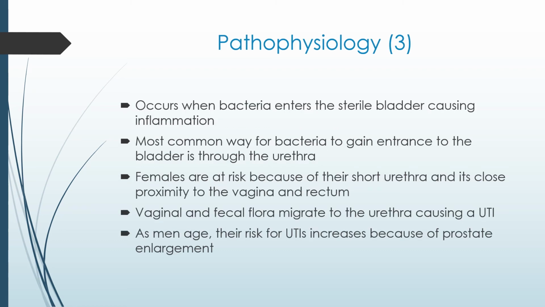So the pathophysiology. UTIs will occur when bacteria enter the sterile bladder, causing inflammation. The most common way for bacteria to gain entrance to the bladder is through the urethra. And if we remember our little diagram from a few slides back, you can go back and review that. Females are at risk because of their short urethra and its close proximity to the vagina and to the rectum. So vaginal and fecal flora will migrate to the urethra, causing this urinary tract infection. As men age, their risk for UTIs will increase because of prostate enlargement.